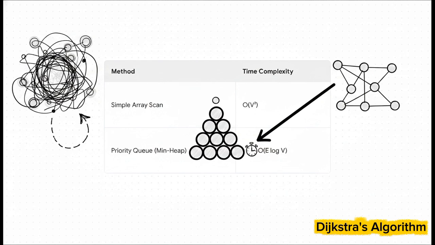By using a special data structure called a priority queue, which you can think of as a self-sorting list that always keeps the smallest item right at the top, we can find that minimum value almost instantly. This is a game changer, improving performance dramatically to O(E log V). For any large map, that is significantly faster.